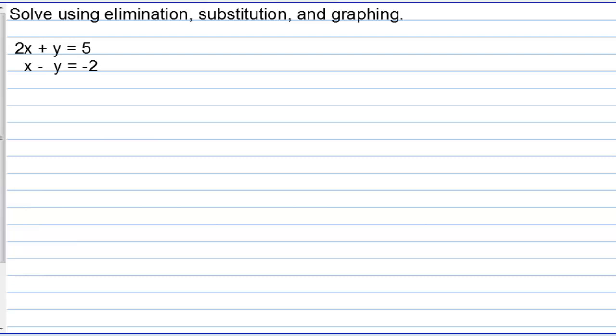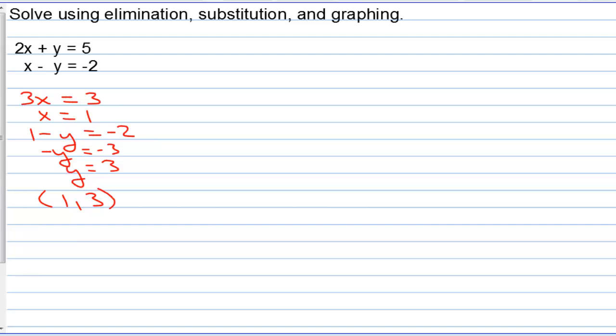This is actually set up to solve using elimination. We could multiply the second one by 2 and then subtract, but because we have a plus and a minus y, we can just add them. And so we have 3x equals 3, so x equals 1. Plug the 1 back in to the second equation, and we get negative y equals negative 3, so y is 3. So we have the point 1, 3 as the solution.